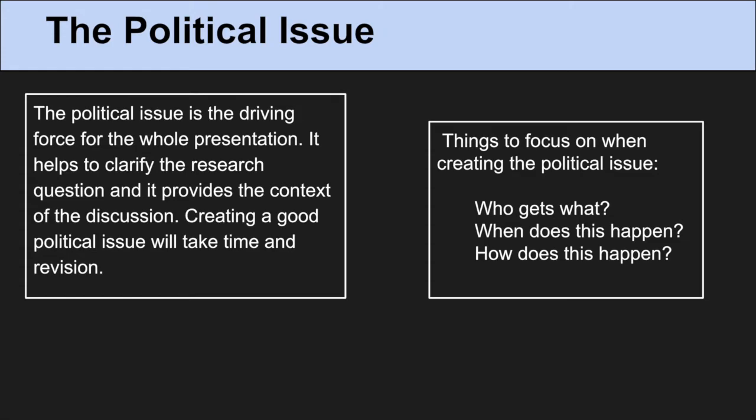However, they're very concise. I always tell my students your political issue is the statement that you would tell somebody if they were saying, "What is your topic about? What are you doing? I don't understand. What is this presentation about?" If you had to explain it in a sentence clearly, that would be, in a sense, what your political issue would be. Things to focus on when creating political issues: who gets what? When does this happen? How does this happen?